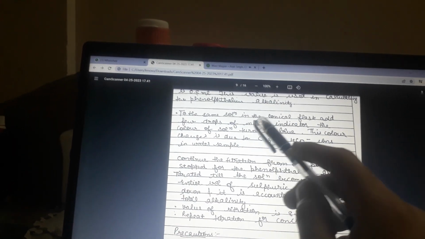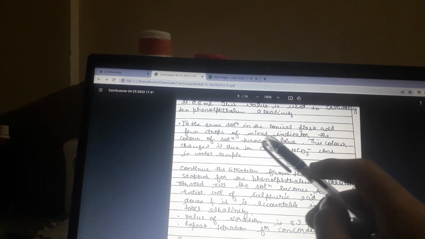To the same solution in the conical flask, add a few drops of mixed indicator. The color of the solution turns to blue. This color change is due to carbonate and hydrocarbonate ions in the water sample.